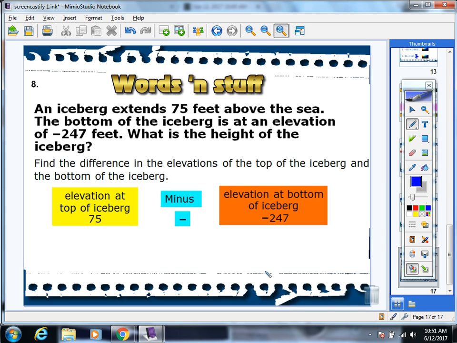Last one is a word problem. An iceberg extends 75 feet above the sea. The bottom of the iceberg is at an elevation of -247 feet. What is the height of the iceberg? So we have to find the difference in elevations. So the top elevation minus the bottom elevation. The minus the negative really makes this addition. So we really land at 322 total feet difference in the height at the top of the elevation all the way to below sea level elevation.